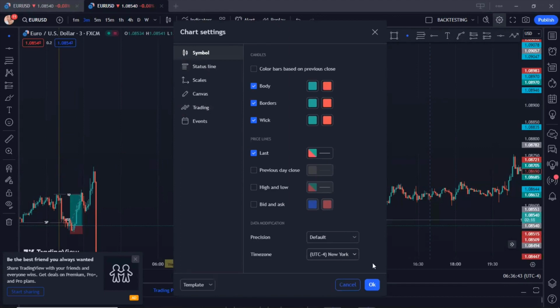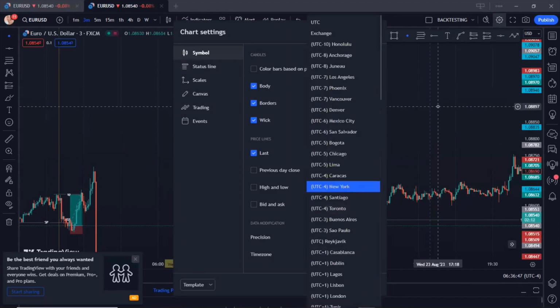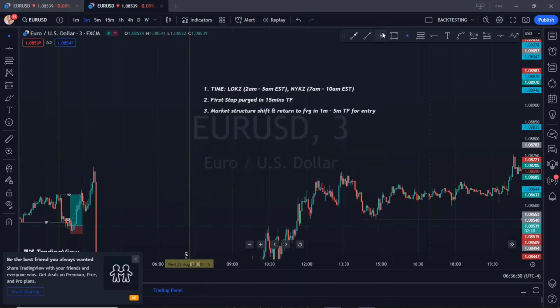Under symbol, you can see time zone. Make sure that your time zone is in New York. So once your time zone is already in New York, that is in EST, then you are good to go. Now, when will you be looking out for this setup?